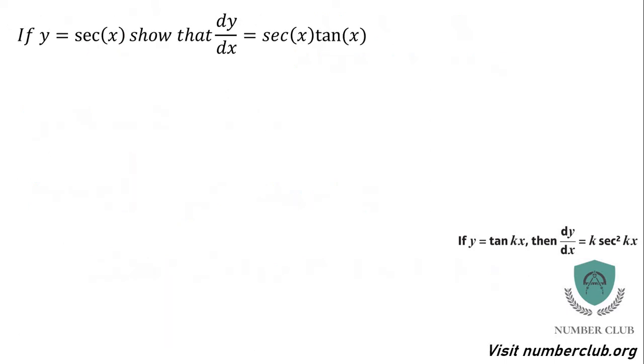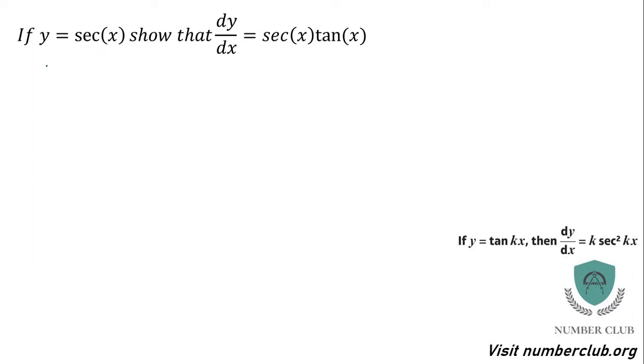All right, moving on. We've got if y equals sec of x, show that dy by dx equals sec of x tan of x. All right, well, this looks pretty scary because you're going from sec of x to sec of x tan of x. But remember, you're not trying to make these two things equal to each other. You're trying to differentiate this and see what happens.